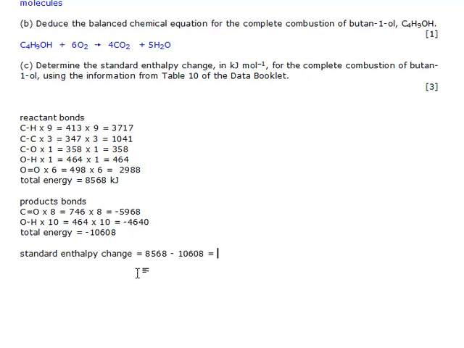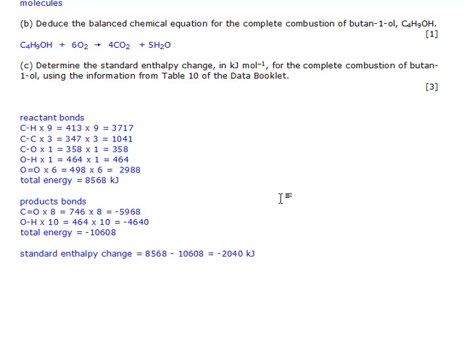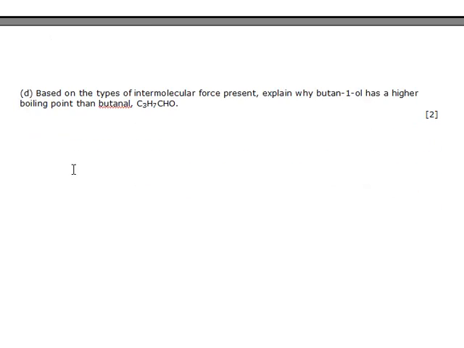8568 minus 10608 equals negative 2040 kilojoules. And there is the calculation for 3 marks. Quite a long calculation for 3 marks. Let's move on to the next question.